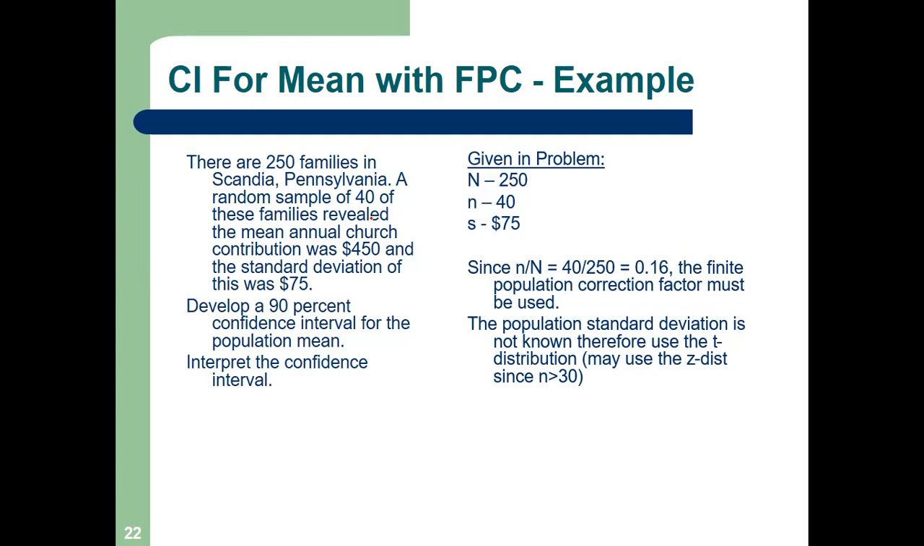Have you read the problem? A random sample of 40 of this family revealed the mean annual charge contribution was $450. Mean is 450. And the standard deviation of this was $75. Clear? This standard deviation is sample standard deviation or population? Tejasvita, 75 is S or sigma? S. Very good. Sample.